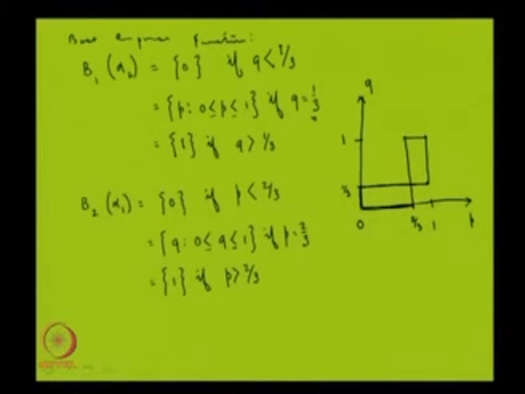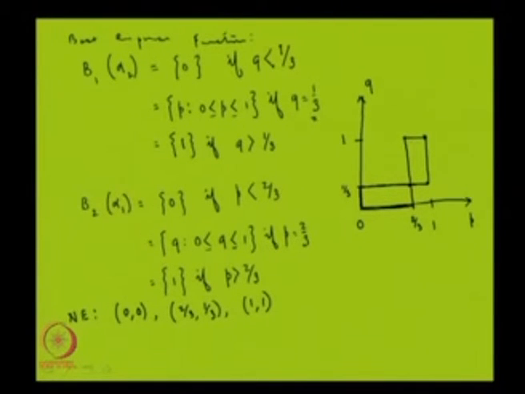Now, these are the best response functions, and one can see that there are 3 Nash equilibria here, mixed strategy Nash equilibria, that is. One is occurring here, the other is here, and the last one is here. The first one will be given by p is equal to 0, q is equal to 0. The second one is given by (2/3, 1/3), and the third one is given by (1, 1).